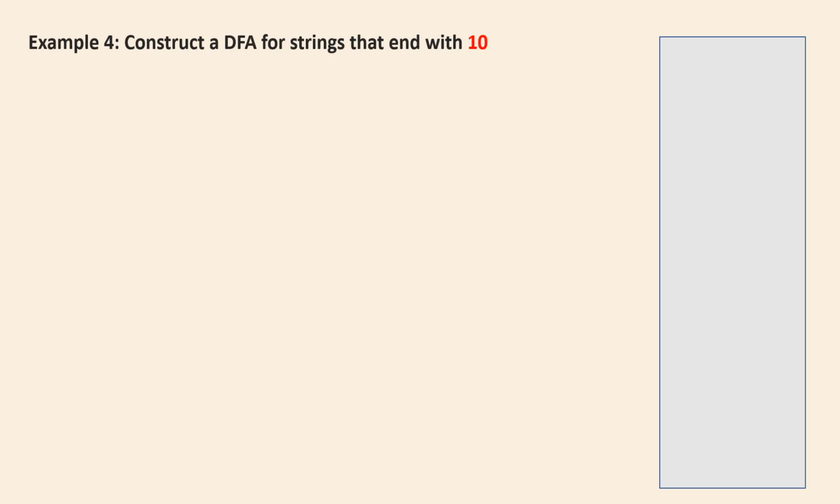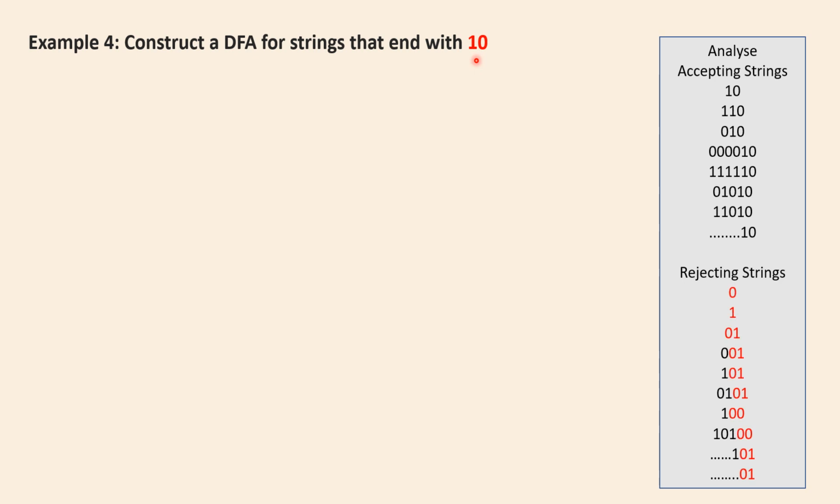Let us look at another example here. Construct a DFA for strings that end with 1, 0. So we have strings ending with 1, 0. The accepting strings, the minimum string is 1, 0, and 1, 1, 0, 0, 1, 0, n number of ones and zeros ending with 1, 0, or a combination of n number of ones and zeros that end with 1, 0. So these are all the accepting strings which are ending with 1, 0.